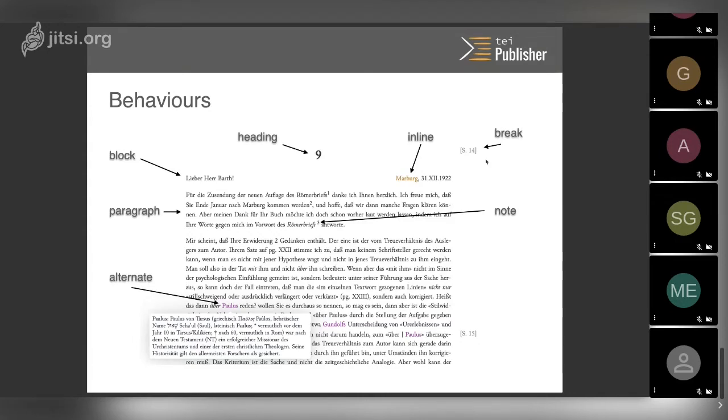Other behaviors which are frequently used are breaks. So the page breaks here are formatted as breaks. And more generic, we also have inline things, like this highlighted place name here is an inline behavior. And we have blocks, which are a bit more generic than paragraphs. In this case, just used for the opener. So essentially, what we are doing in TEI Publisher is we map TEI elements to those abstract behaviors, and customize them. That's the basic principle.